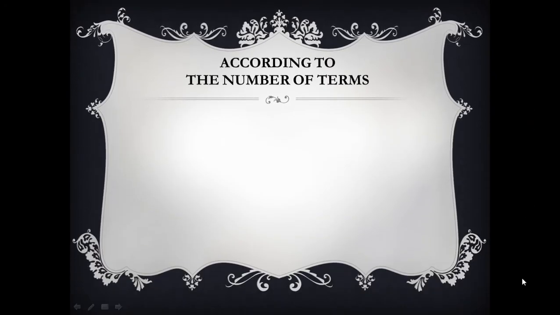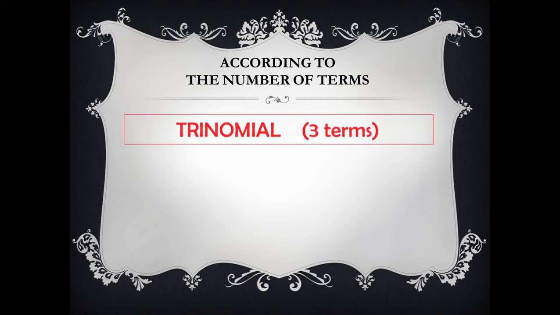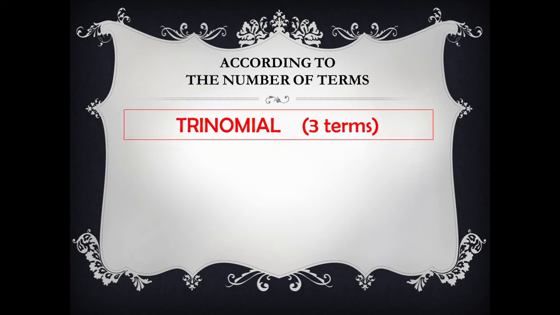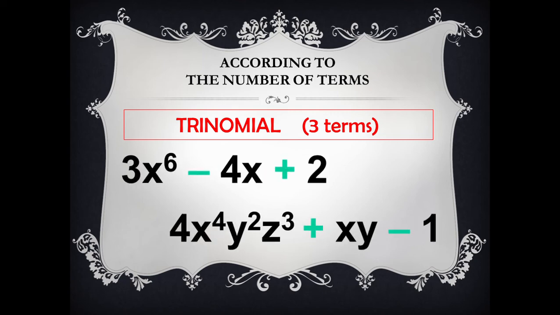A polynomial with three terms is called trinomial. From the word tri, it means three. Just like in the word tripod, it has three legs. Let us see the examples. The terms in the first example are 3x to the sixth, 4x, and 2. So we have 1, 2, and 3. Just like in the second example, first term, second term, third term. So we have a trinomial.